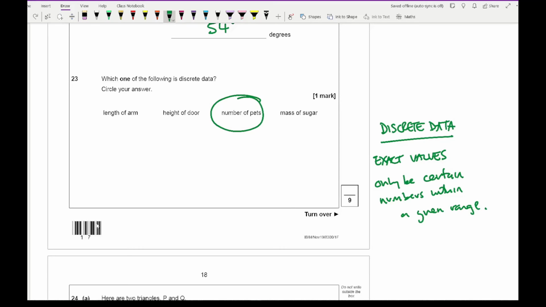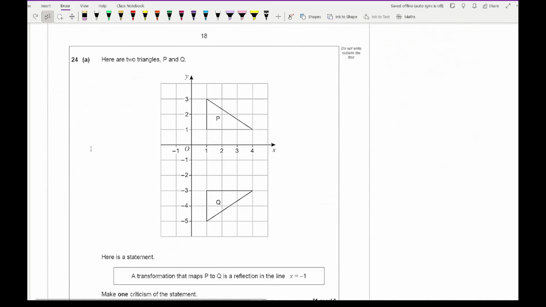So it would be within, or you might have pet control around your house. But again, you're only going to have a certain number of pets within a given range, and those numbers need to be whole numbers. They can't be decimals, can't be negatives. Otherwise you might be going to jail. And also the mass of sugar, again, you can have decimal weights, so that's not going to be true. So our correct answer here is the number of pets, which is quite a nice question, saying it's question 23.